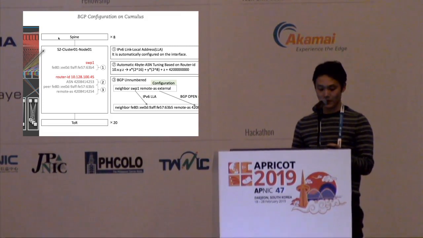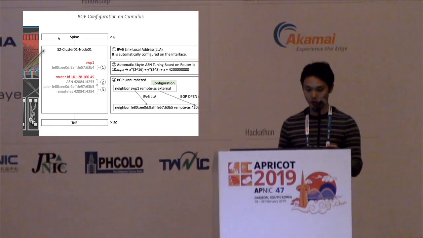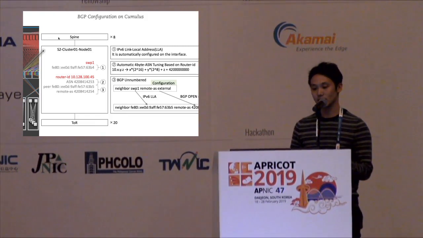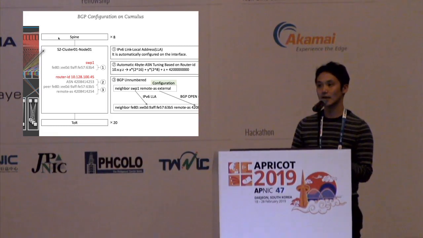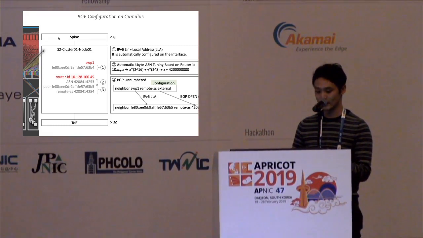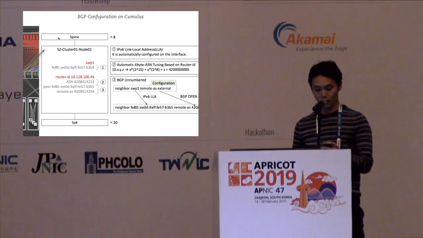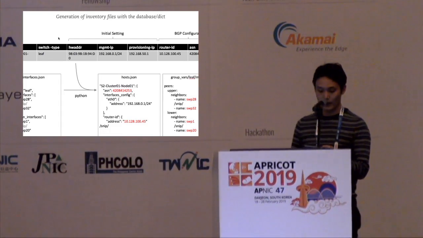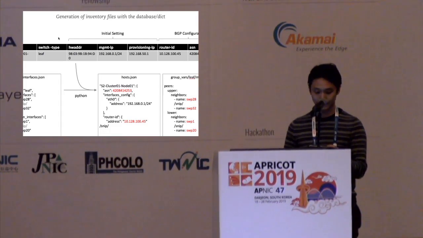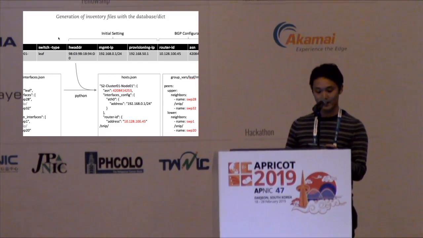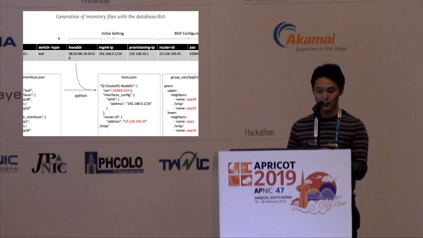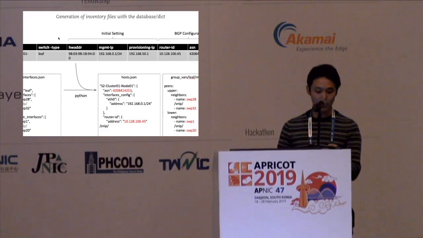For automation of BGP peering and others, in this slide, I wanted to say that with these techniques, the parameters we have to decide are dramatically decreased. And for the automation of BGP peering and others, generation of the inventory file for Ansible is our first step. As I mentioned in the previous slide, the router ID is the only parameter we have to decide, and the calculated ASN are parameters for BGP configuration.